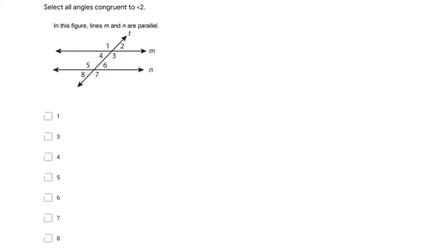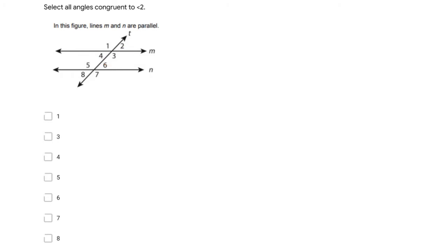All right, so let's go over the study guide for your Unit 2 test. First question says, select all angles that are congruent to angle 2. Well, here is angle 2. The angles that would be congruent to angle 2 would be angle 2 and 4 are congruent to each other because those are a vertical pair.